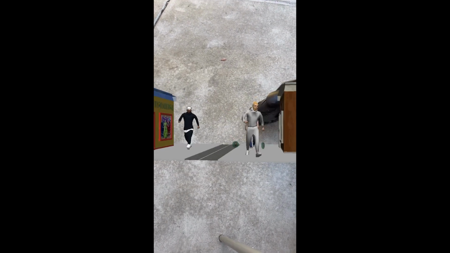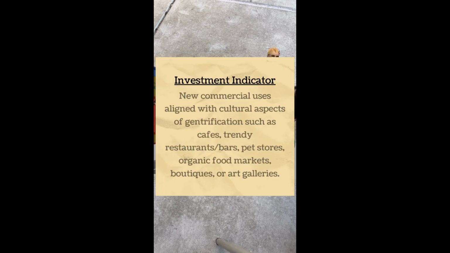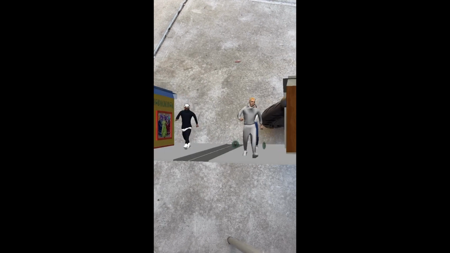This is scene 3. Commercial investment is represented by businesses commonly associated with gentrification, including cafes, trendy restaurants, and bars, pet stores, organic markets, boutiques, and art galleries. The scene also reflects demographic changes, including decreases in minority populations and increases in white populations.